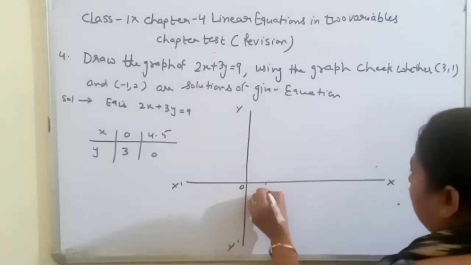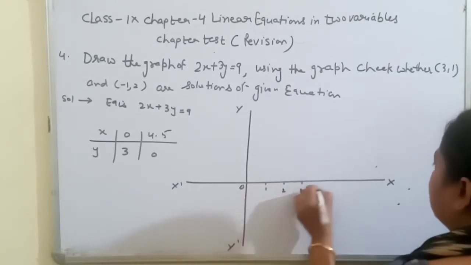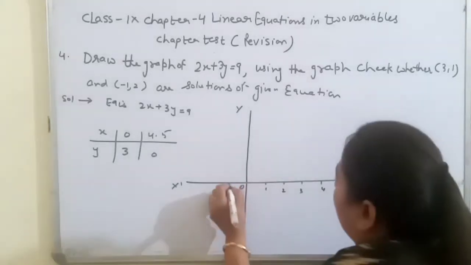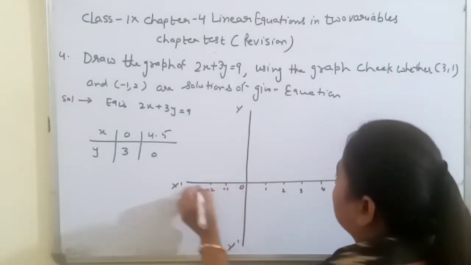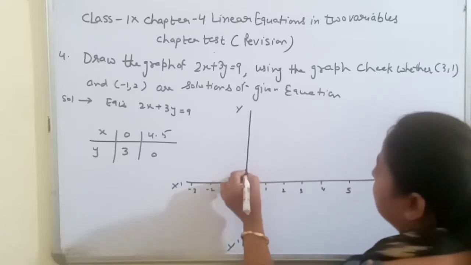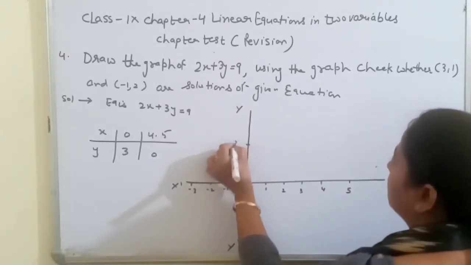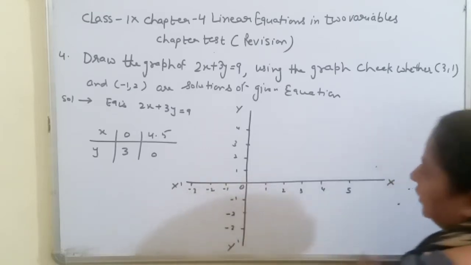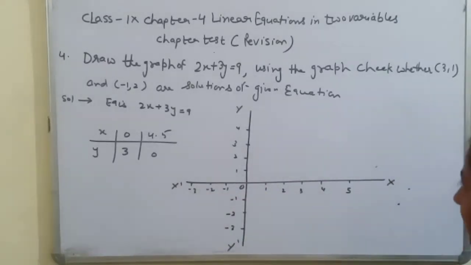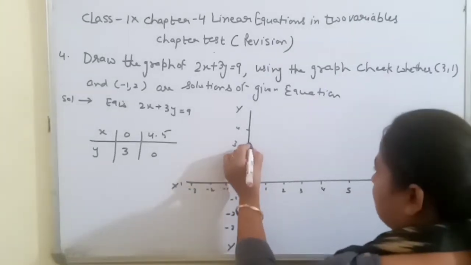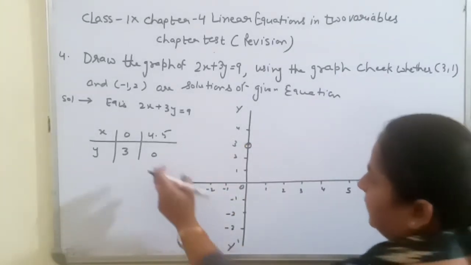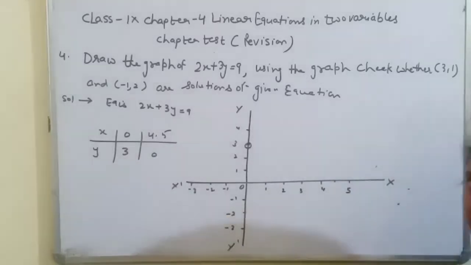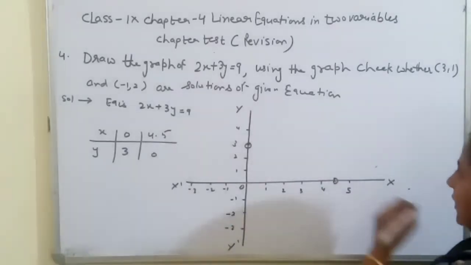Now take the distance of one unit. 1, 2, 3, 4, 5, minus 1, minus 2, minus 3; y is 1, 2, 3, 4, and minus 1, minus 2, minus 3. Now let's draw the graph. When x is 0, the value of y is 3. This is the position. Second, y is 0, x is 4.5, which lies between 4 and 5. So this is the equation.